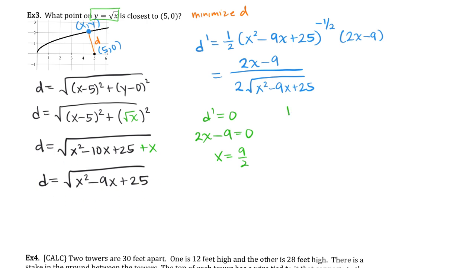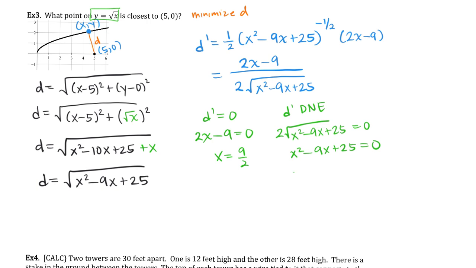Okay, now let's see when d prime does not exist. For it to not exist, the bottom has to equal 0. So let's set the bottom equal to 0. Okay, if I divide by 2, it goes to 0. If I square both sides, it goes to 0. So I'm going to end up with x squared minus 9x plus 25 equals 0. Okay, now I would love to factor this, but it does not factor because 5 times 5 is 25, and that adds up to 10.